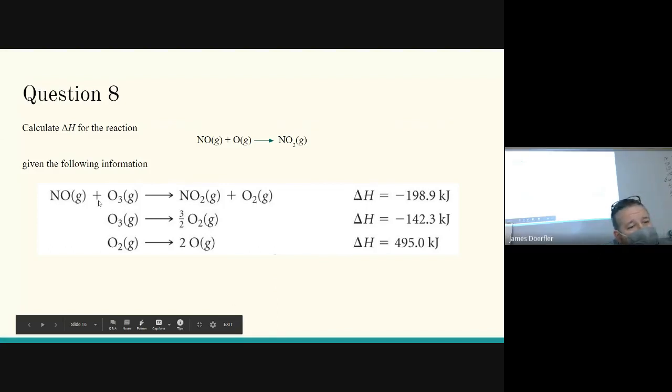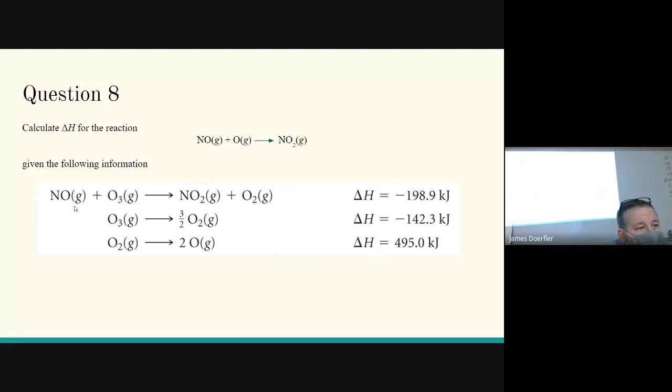So let's start looking at the three equations. First one has NO gas on the correct side of the yield sign for our target equation and the same quantity, so the same number of coefficient as our target equation. So I'm going to actually just leave that there. But another good thing is we also have the NO2 gas in this one that is on the correct side. So this first equation I'm not even going to bother with. Okay? Not even going to bother with this one.